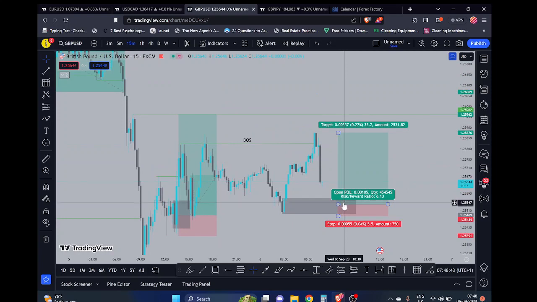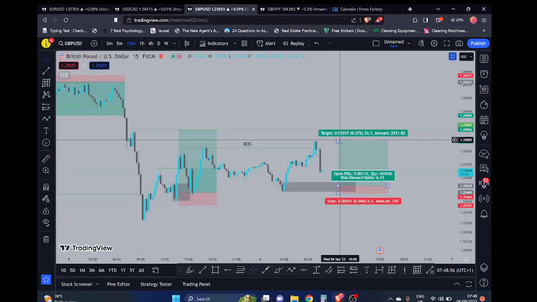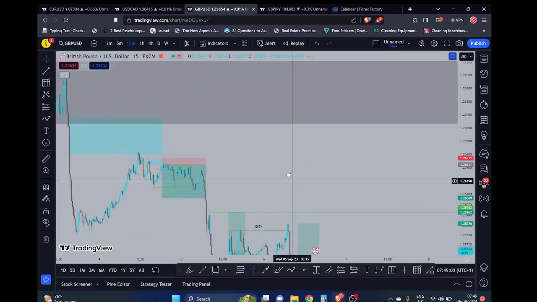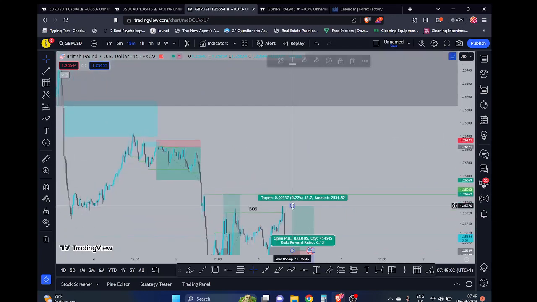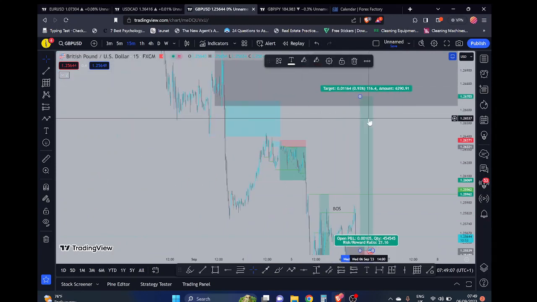So I'll be entering a buy limit here, a stop loss here, targeting here as my take profit. That's 1 to 6. Yeah, 1 to 6. Or I should show my stop loss all the way here. Then my second take profit somewhere here, and so on and so forth.